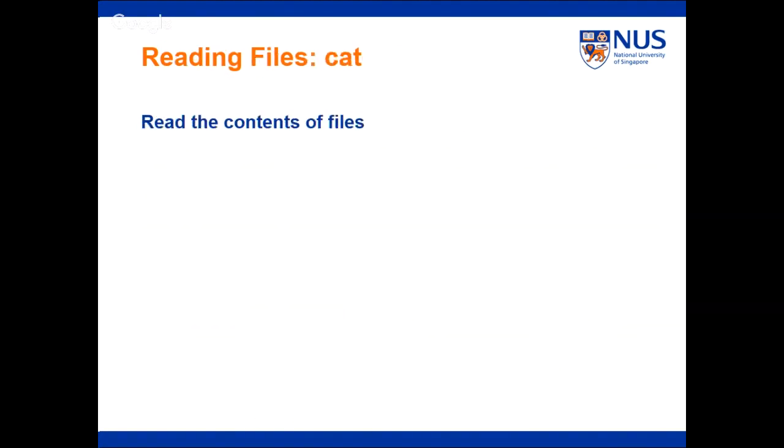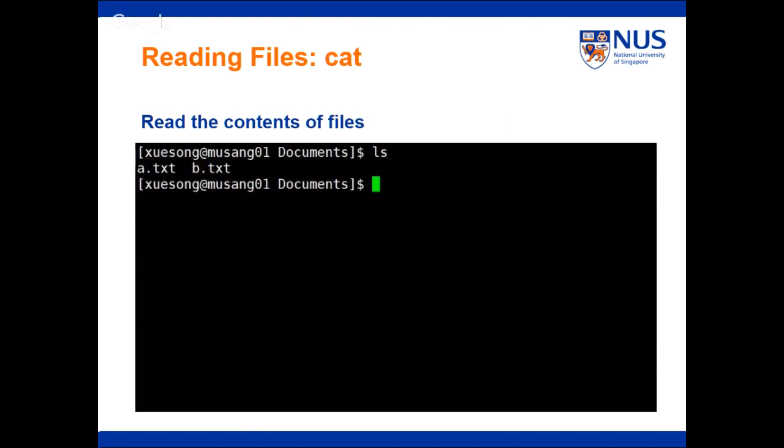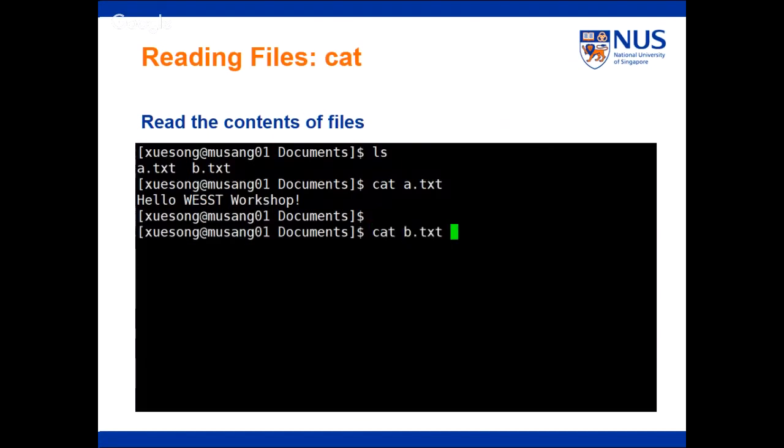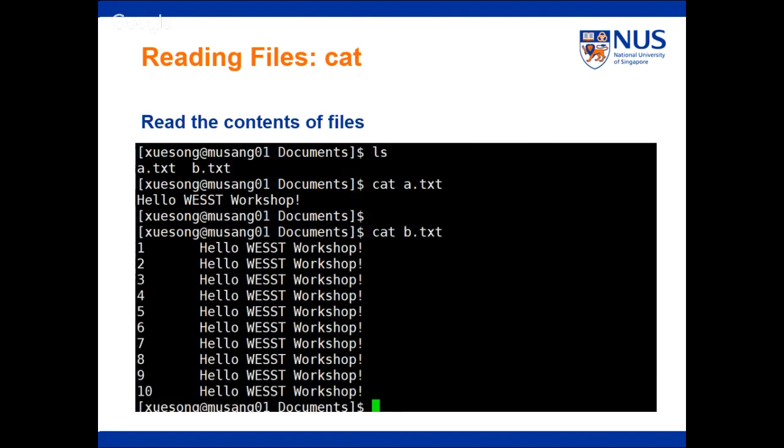Okay, so let's try to read some files. You can use the cat command to read files. The command name means concatenate, because it was used to join the contents of different files. But of course, you can use it to view the content of a file. For example, I want to read file a.txt. It has just one line of text, and b.txt has 10 lines, right?